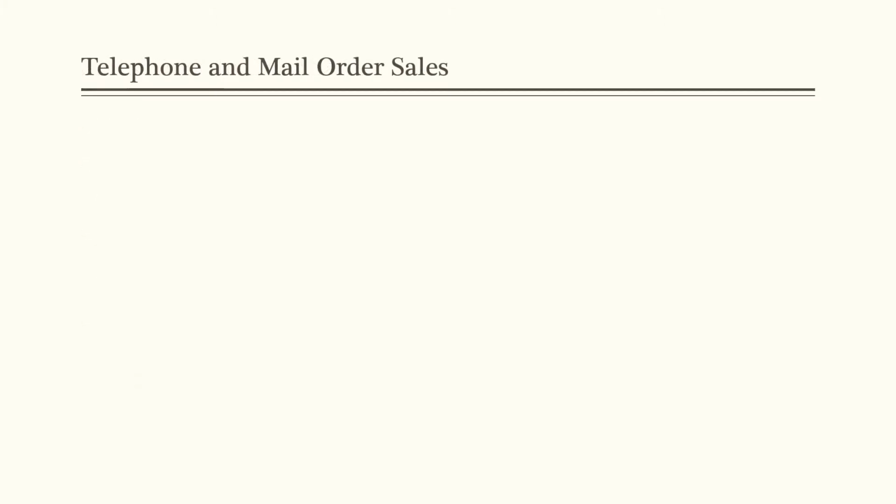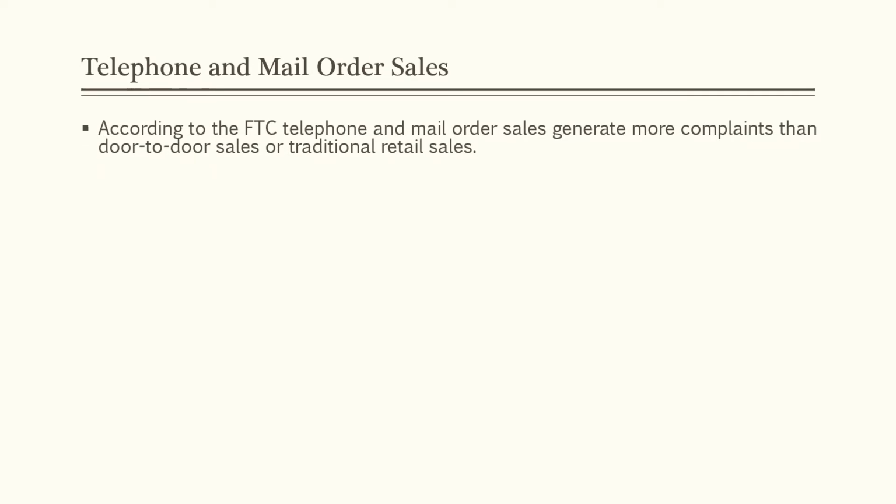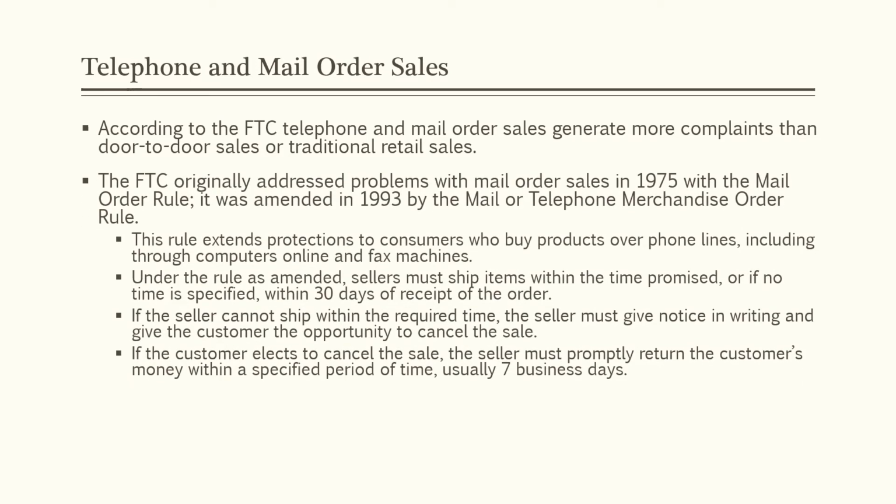Next, we will discuss telephone and mail order sales. According to the FTC, telephone and mail order sales generate more complaints than door-to-door sales or traditional retail sales. The FTC originally addressed these problems with mail order sales in 1975 with the mail order rule. It was amended in 1993 by the Mail or Telephone Merchandise Order Rule. Now, this rule is also enforced by the CFPB. This rule extends protections to consumers who buy products over phone lines, including through computers online and fax machines.